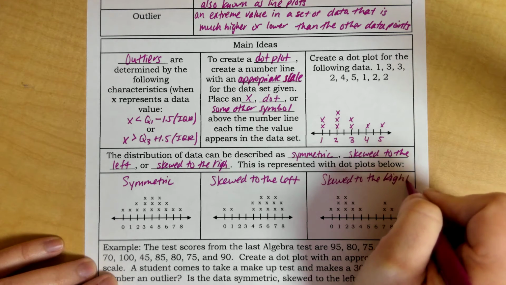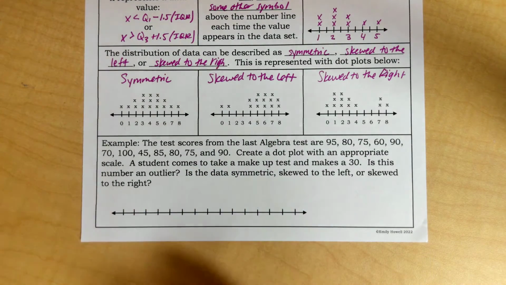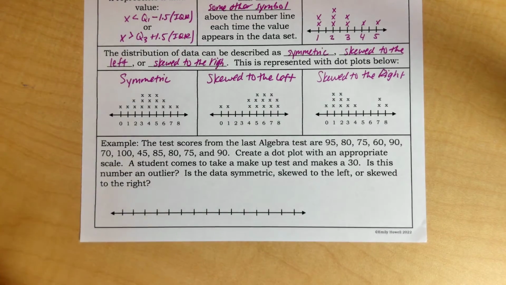And it's just a visual representation here. When we see those data plots, it's easy to see how those values are distributed and whether they're symmetric or not. All right, so here we have test scores from the last algebra test. We have 95, 80, 75, 60, 90, 70, 100, 45, 85, 80, 75, and 90.